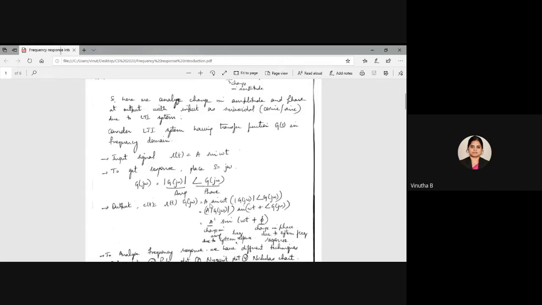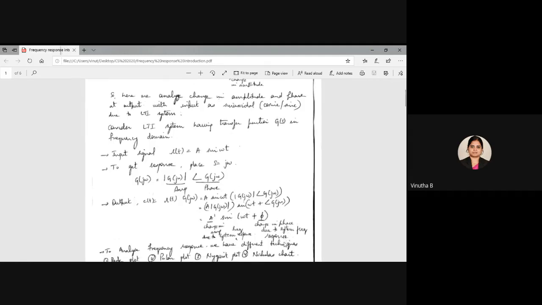Now multiply these terms. A, this is the amplitude factor, into mod of G of j omega, into sine of omega t plus angle G of j omega. So which is equal to A dash, because we are getting a new amplitude term, so I will replace this entire term by A dash, which indicates change in amplitude due to system frequency response, into sine of omega t plus phi, where phi indicates change in phase due to system frequency response. Okay, so this is about the output of the control system.